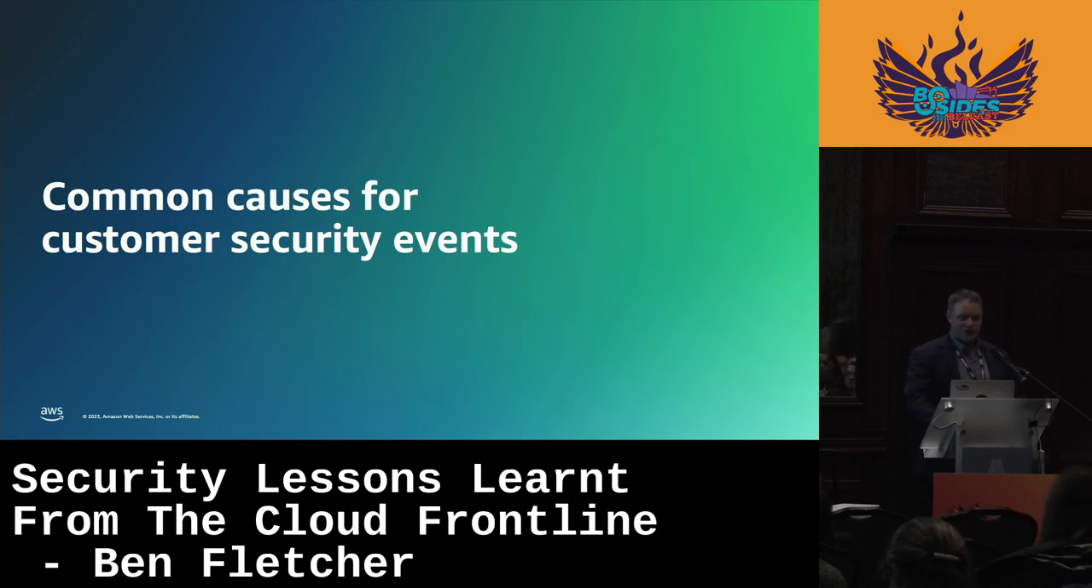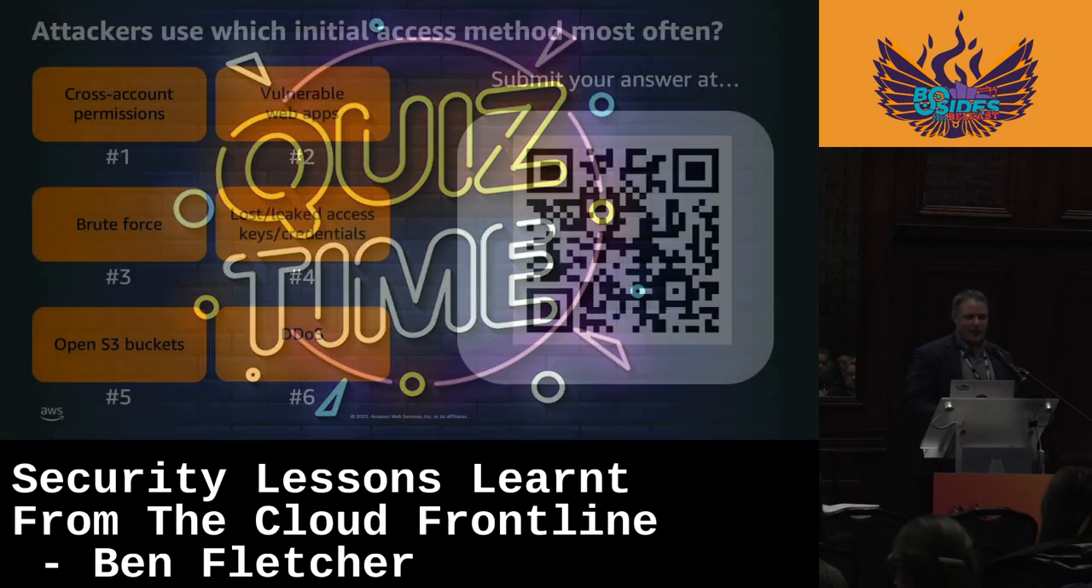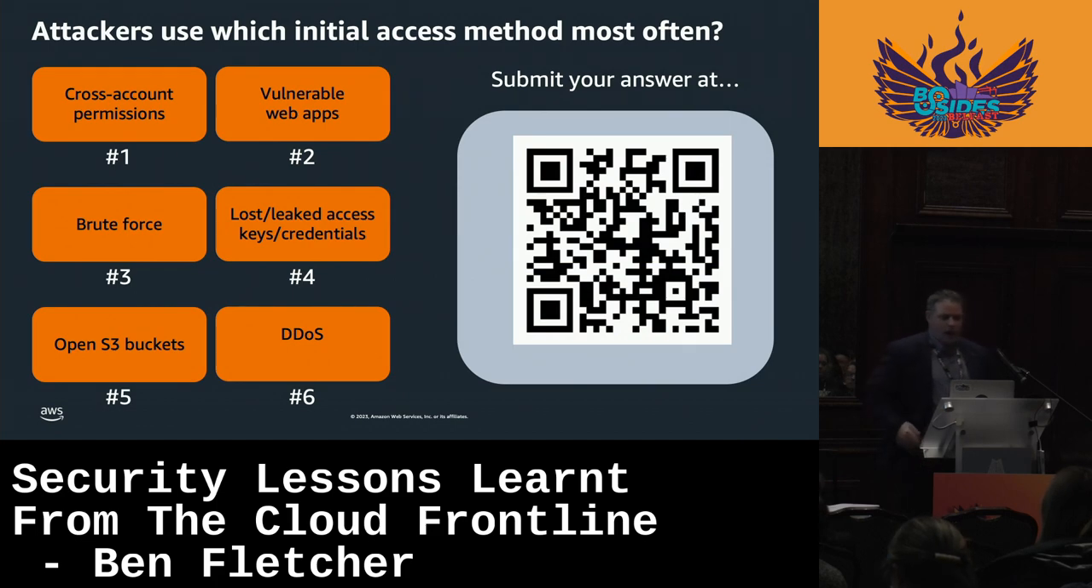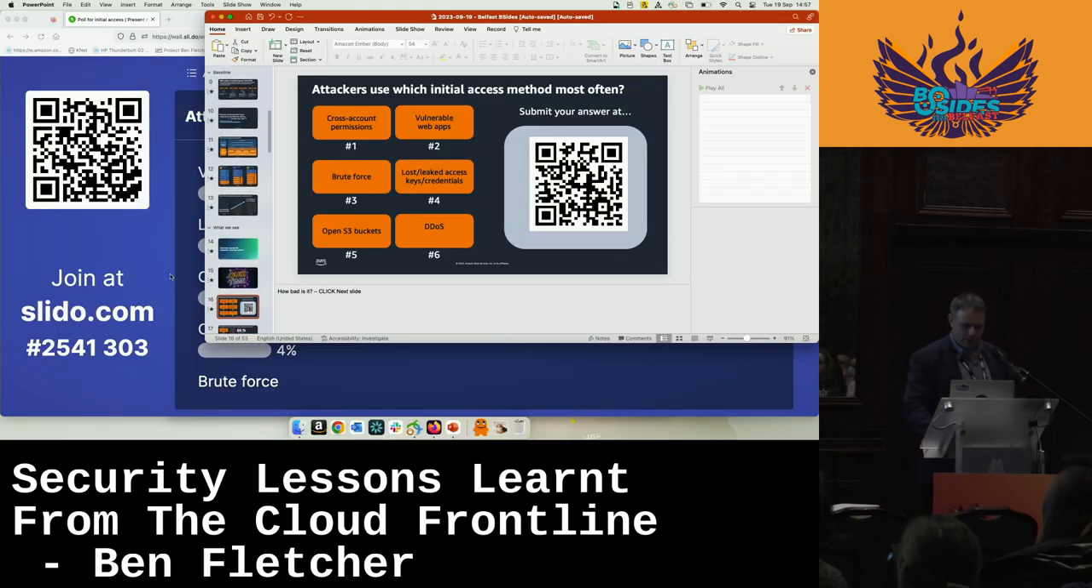So, I asked you to vote. I'll let you vote once more if you want. So the QR code there. What we've been doing is we have essentially created the equivalent of the MITRE framework within AWS, and we've been categorizing all the instances that we deal with. One of the major things that we look at is the initial access method most often used by threat actors. So you've got cross permissions, vulnerable apps, web apps, brute force, locked or leaked access keys, credentials, open bucket, and DDoS. Let's see how people voted.